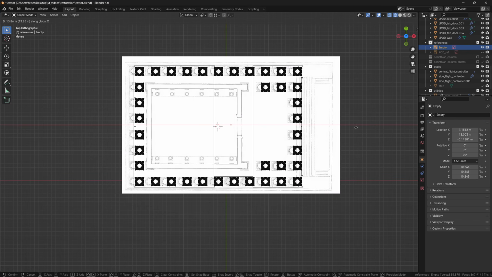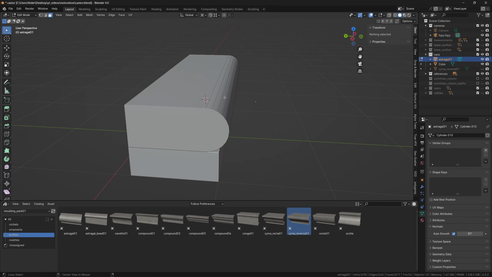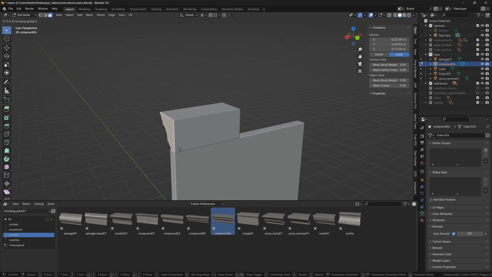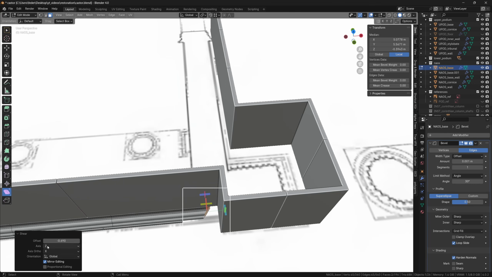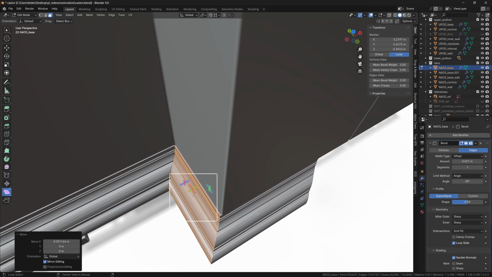For the base, I modeled over one of the plates coming from my sources, and since there are no remains of the original base profile, I combined together some of the common shapes I mentioned when modeling the podium. Again, I staggered several copies of the shapes unevenly, using the shear tool to take care of the corners.